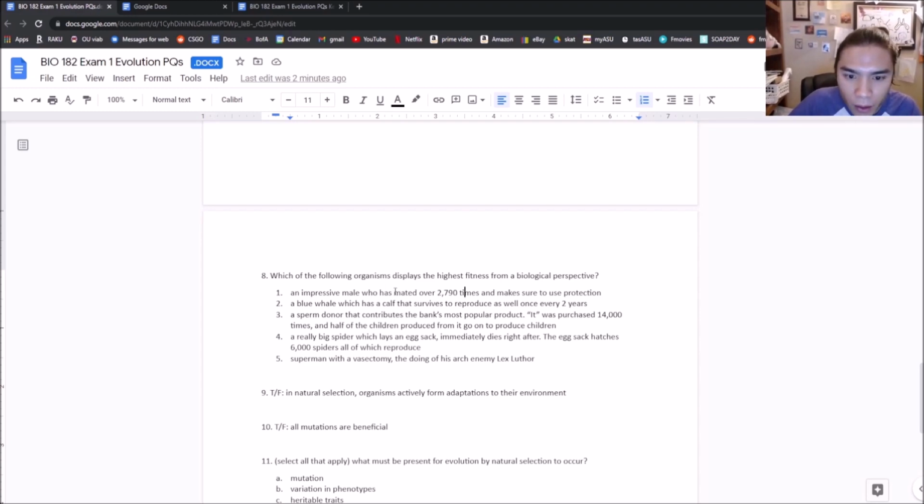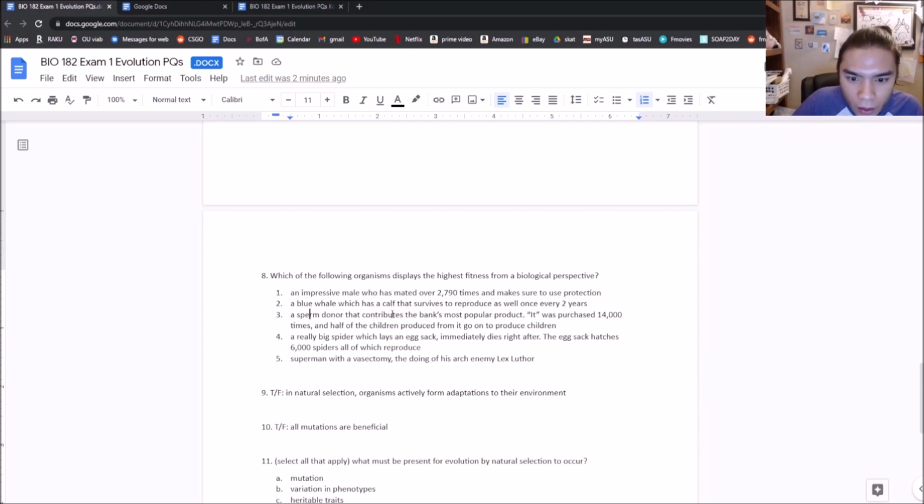An impressive male who has mated over 2,790 times, and make sure to use protection. This male has mated a lot, but has likely not produced a lot of offspring. It depends on the method. Okay, we don't need to talk about this. Anyway, a blue whale, which has a calf that survives to reproduce once every 2 years. We'll keep that in mind. Definitely a higher fitness than this one.